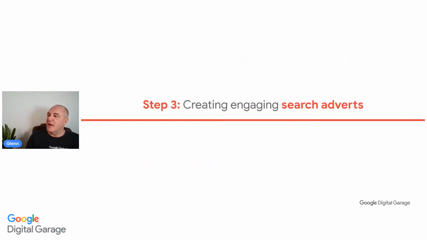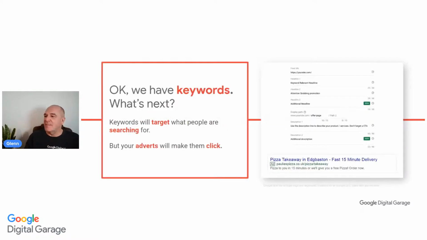So let's have a look now at creating some search adverts. We've determined what our business is about, what we feel will appeal to our audience and our customers. And then we've started to look at some of the keywords they're going to be using to search and to find us. So now we can start to look at creating an advert. So we have the keywords, that's good. So keywords are going to target what people are searching for, but your adverts are the things that are going to make them click, the things that are going to stop them in their tracks, the things that are going to, perhaps if they're on a mobile device, stop scrolling and say, that is the business that I'm looking for.